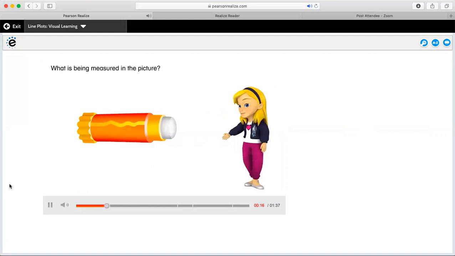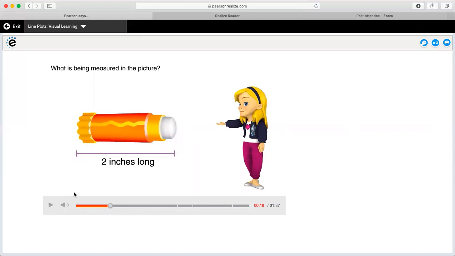What is being measured in the picture? So we know that this object is a glue stick, right? We've seen something similar at school. Maybe you have some at home. And when we measure, right, we put the one end of our ruler at the beginning of the object and we measure and stop measuring at the other end of the object.